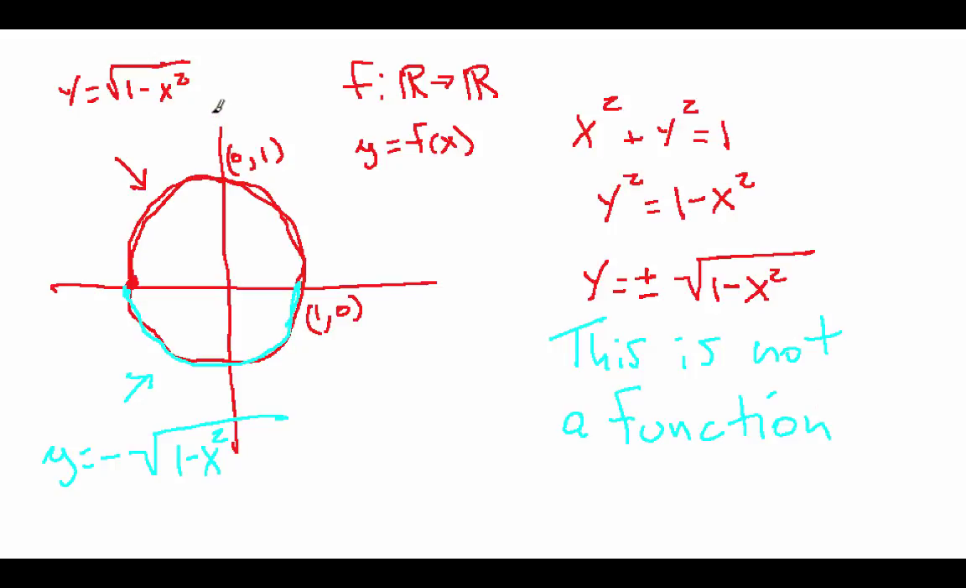And that should be clear because it fails the vertical line test. I come over there and draw, well, that was supposed to be a vertical line. And you can see that it is going to intersect the circle in two places. Not a function.